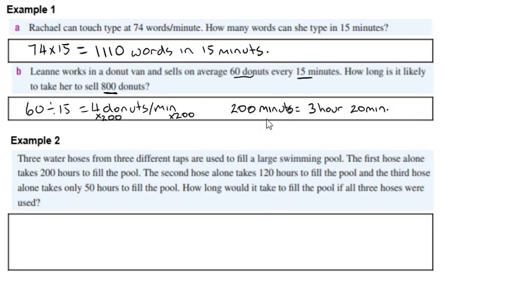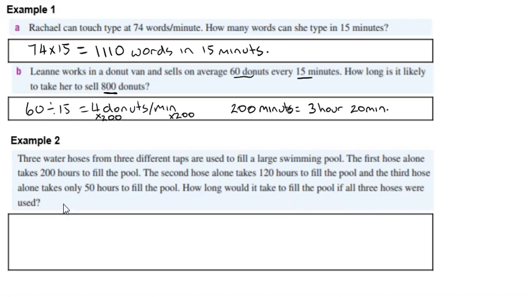Alright, example 2 is a little bit more difficult. It says we have 3 hoses with 3 different taps used to fill a large swimming pool. Hose 1 alone takes 200 hours to fill 1 pool. The second hose takes 120 hours to fill a pool, and the third hose only takes 50 hours to fill a pool. How long will it take to fill a pool if all 3 hoses were used?